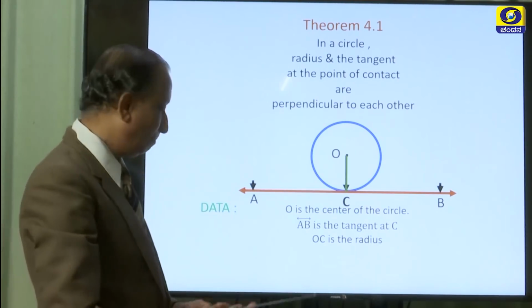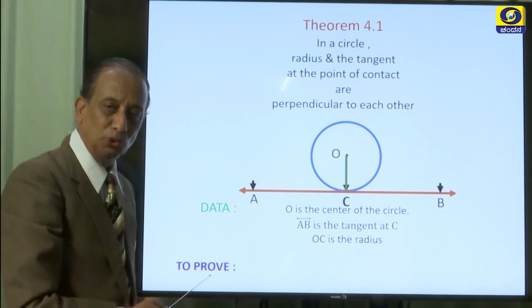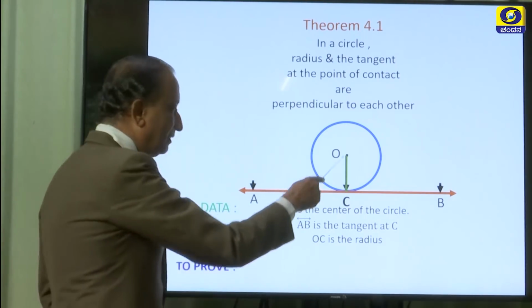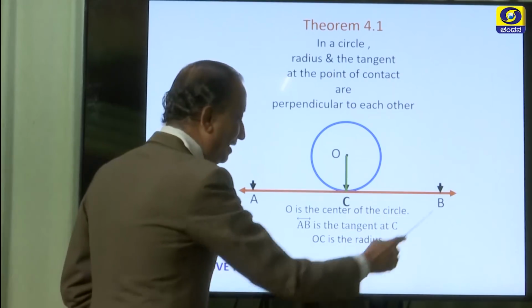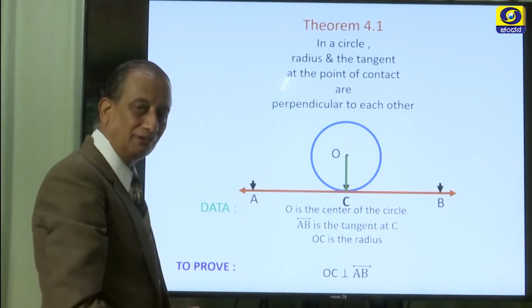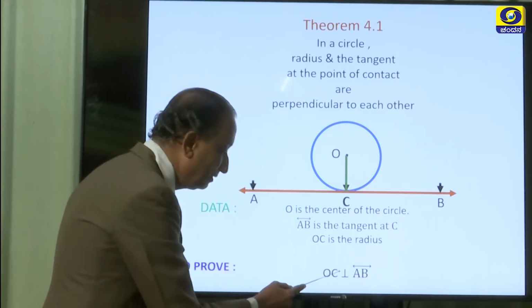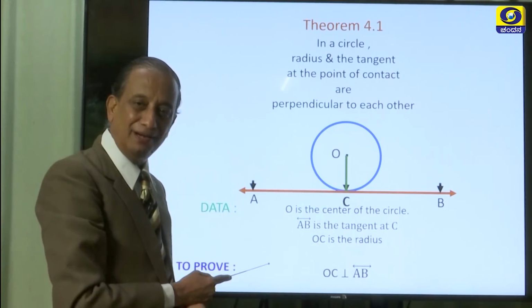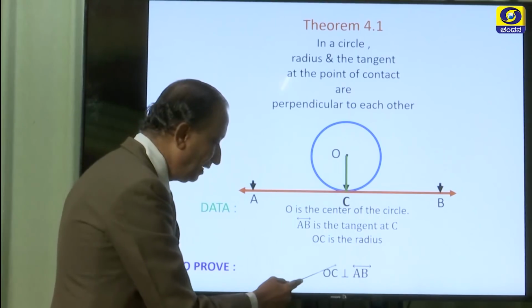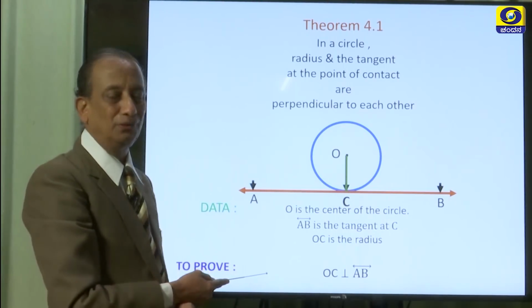So we need to show, we have to prove that this radius and this tangent at this point of contact are perpendicular to each other. Look, this is the symbol for perpendicular. Okay. So OC is perpendicular to AB.